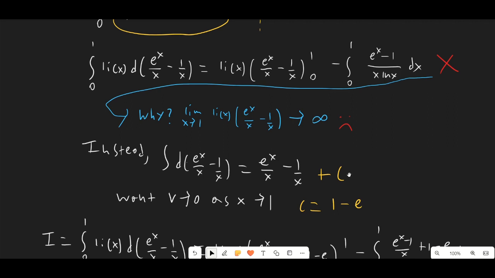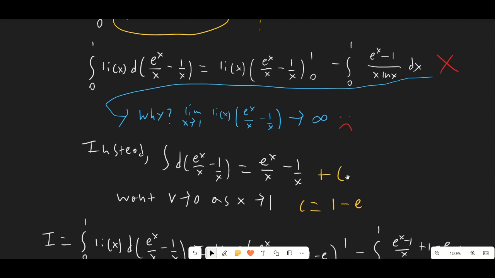However, in this case, we actually want to choose a different c, because now, if we choose a different value of c, we know that Li(x) is going to infinity as x goes to 1. But if we can make this part of the integral go to 0, then we'd have a 0 times infinity indeterminate form, and we could take a limit and hopefully get something that is finite, obviously, right?